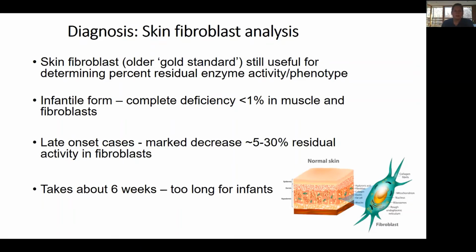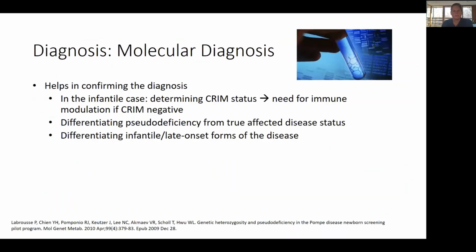So here, in the infantile form, a complete deficiency of less than 1% in muscle is also seen in fibroblasts. And in late onset, it's markedly decreased, about 5 to 30%. But again, this method takes about 6 weeks, and that's too long when we're diagnosing children with infantile Pompe. Another method is the molecular diagnosis, and this helps in confirming the diagnosis.